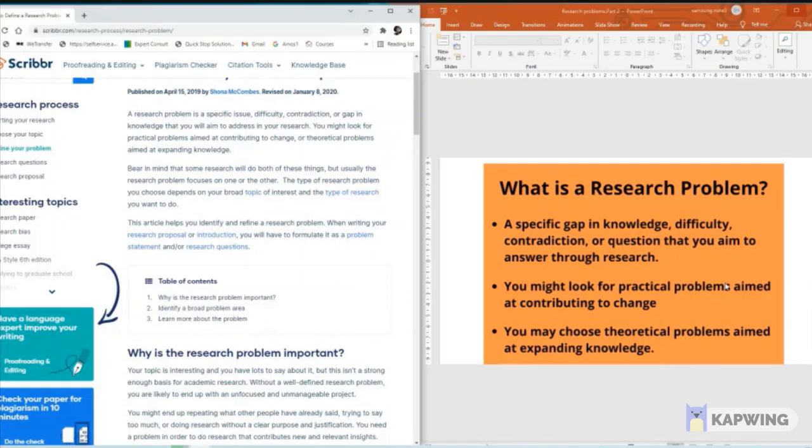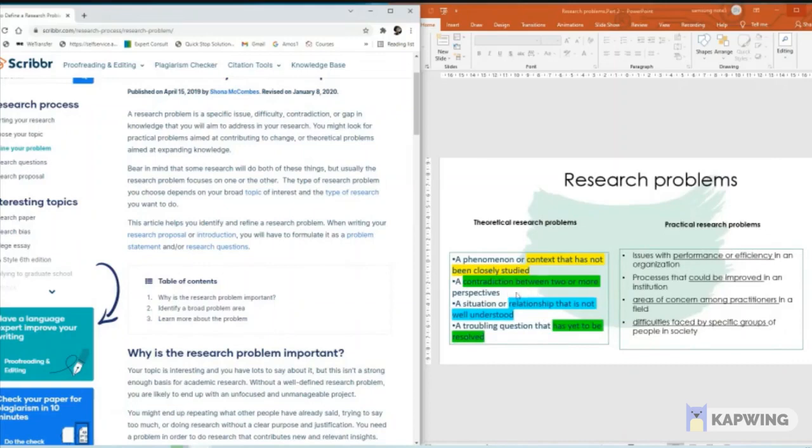Research problem is a specific gap in knowledge, difficulty, contradictions, or the question that you aim to answer through the research. So it is a negative statement. It's an issue, it's a problem. You can look at the practical problem as well as the theoretical problem.